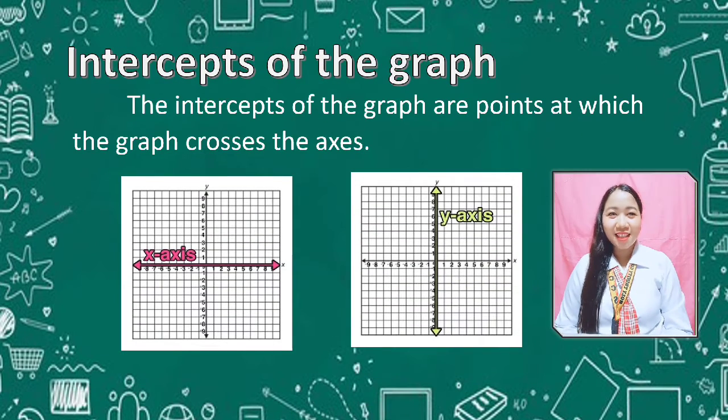To start, let us first define what the intercepts of a graph are. The intercepts of the graph are points at which the graph crosses the axis. These axes are the x and y axis. The x-axis is the horizontal plane of a graph, and the y-axis is the vertical plane of a graph.